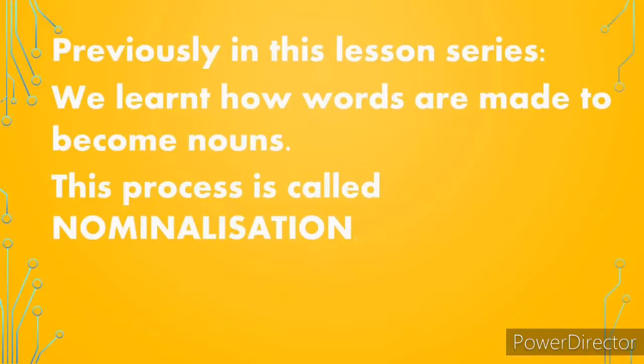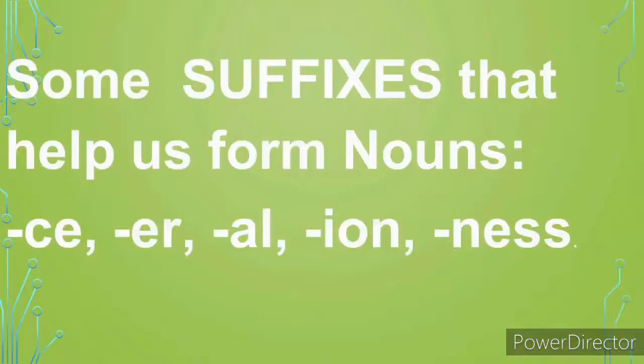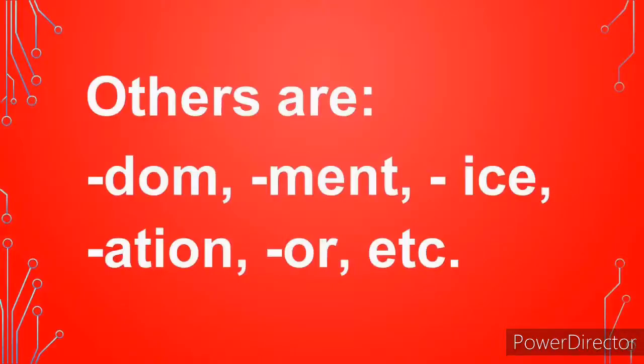Previously in this lesson series, we learned how words are made to become nouns. You will recall that this process we call nominalization. Certain suffixes help us to form nouns, and I did mention CE, ER, AL, ION, NESS, and so on. Others even include DOM, MENT, ICE, ASION, OR, and so on and so forth.